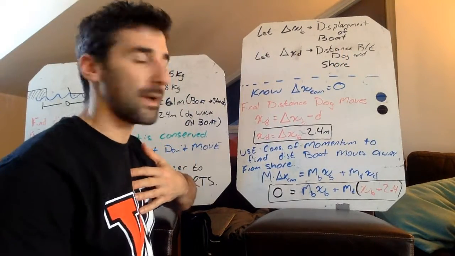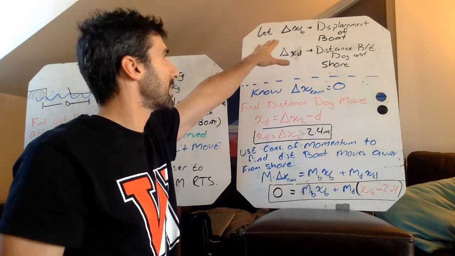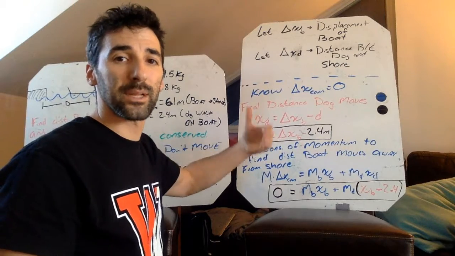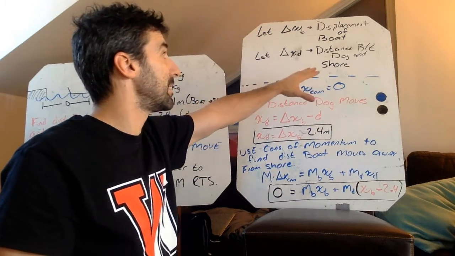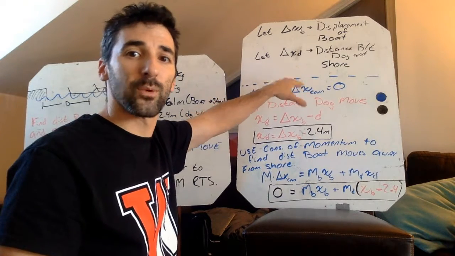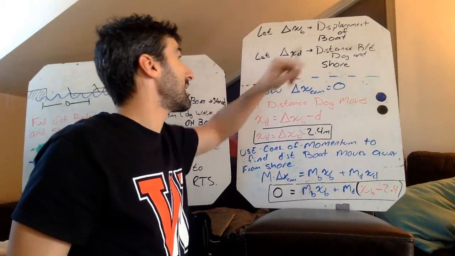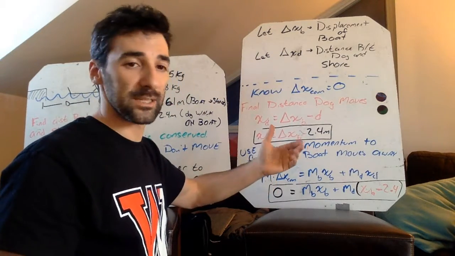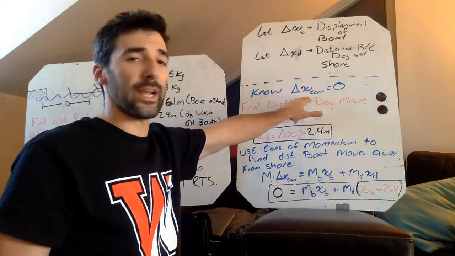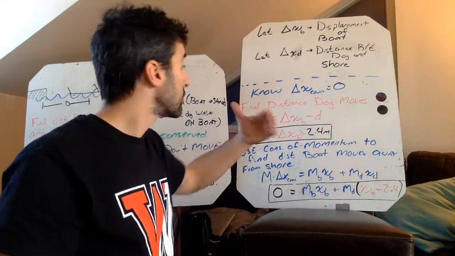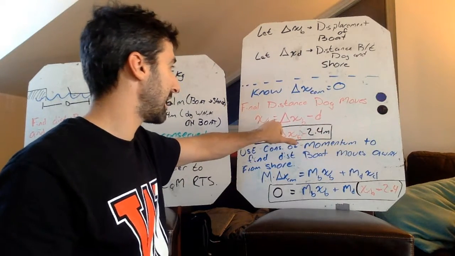So just for my own definition, so we can follow along, I'm going to let delta xb be the total displacement of the boat after the dog is walking. I'm going to let delta xd be the displacement, or the distance, I should say, between the dog and the shore. That's what I'm trying to find, that delta xd. What I know is the change in center of mass is 0. So I'm going to find the distance the dog moves with respect to the boat, this delta xd.